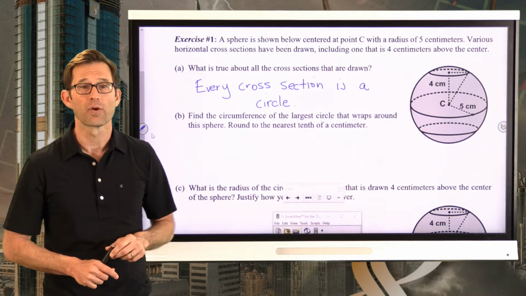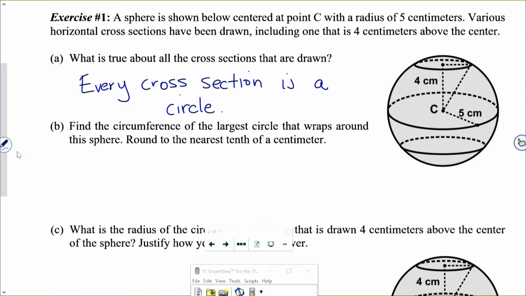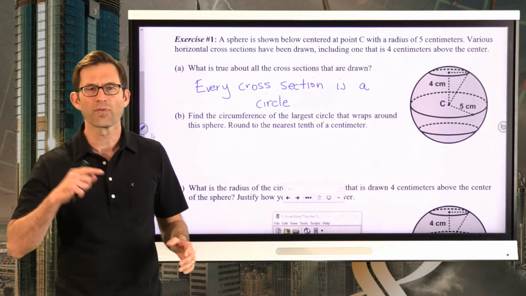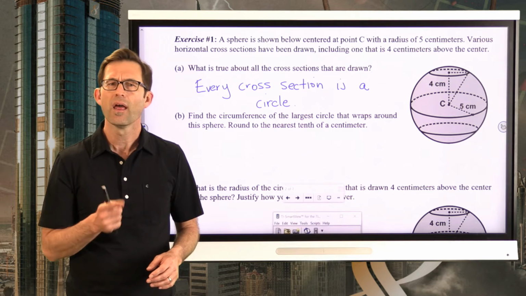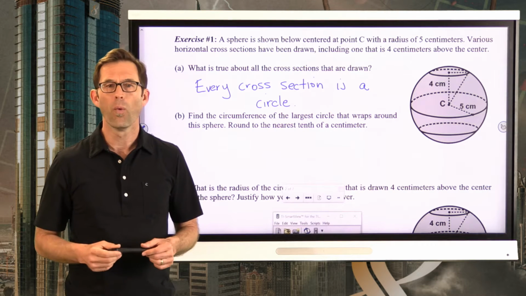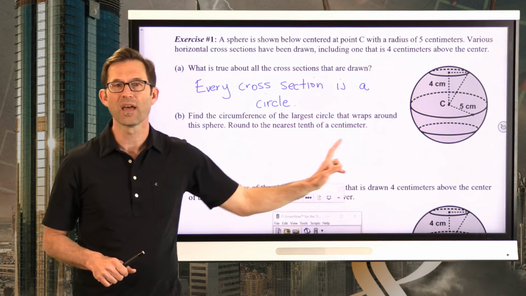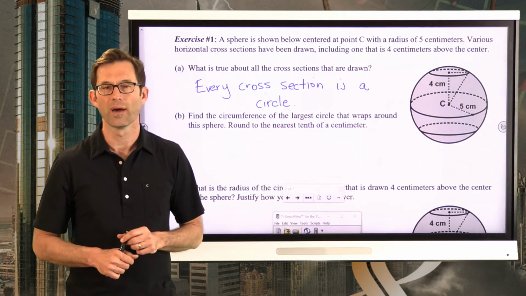Now let's take a look at letter B. Find the circumference of the largest circle that wraps around this sphere. Round to the nearest tenth of a centimeter. So I want to come up with the circumference of the largest circle that goes around the sphere, all right? See if you can figure out what that length is to the nearest tenth of a centimeter. Pause the video now.